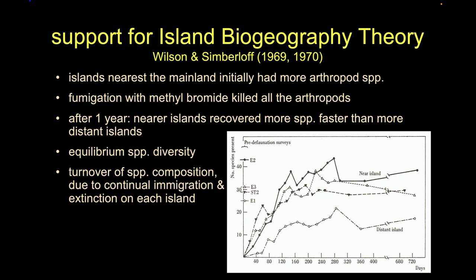So not only did the first recruits arrive there fastest, even after a year, they were still accumulating critters faster than, or you could say the colonization rate was higher than, the faraway islands. But they all seem to be getting to some level of equilibrium, right? Some level of asymptoting here. And there was turnover. So it wasn't that these 12 species stay the 12 species. There were still 12 species, but maybe the individual identities would swap over time. One would disappear, and another would come in. Make sense? Okay, so three things.